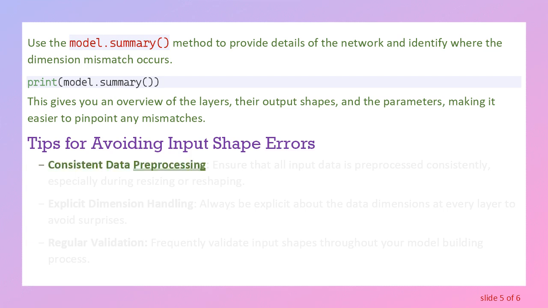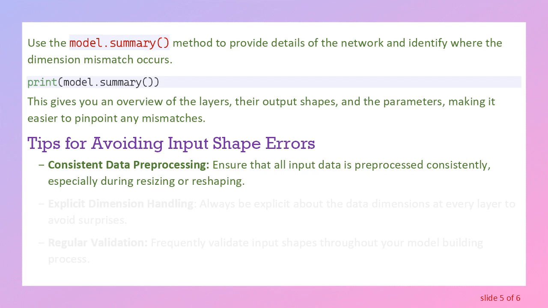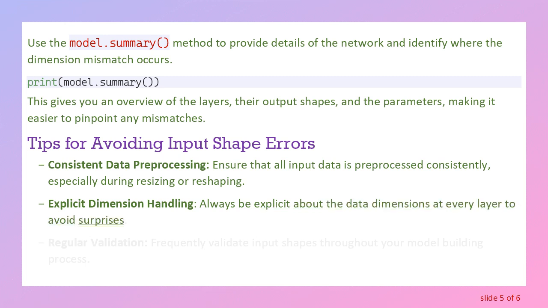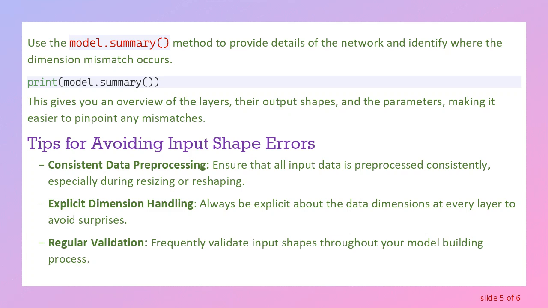Tips for avoiding input shape errors. Consistent data preprocessing. Ensure that all input data is preprocessed consistently, especially during resizing or reshaping. Explicit dimension handling. Always be explicit about the data dimensions at every layer to avoid surprises. Regular validation. Frequently validate input shapes throughout your model building process.